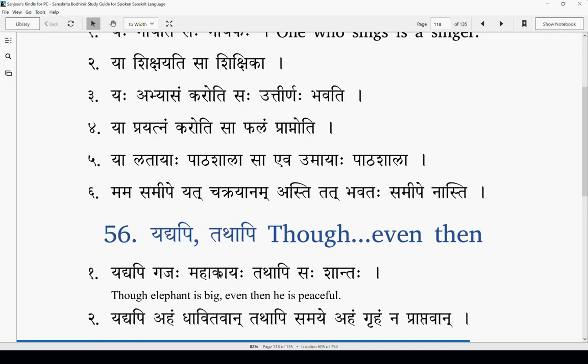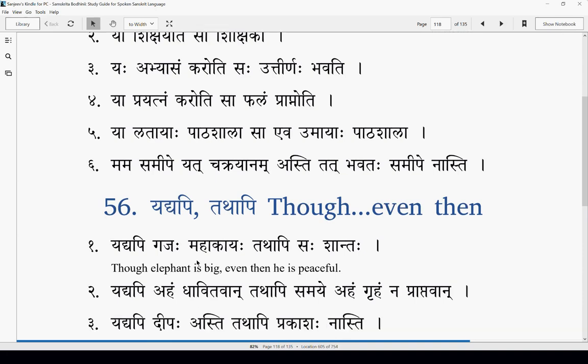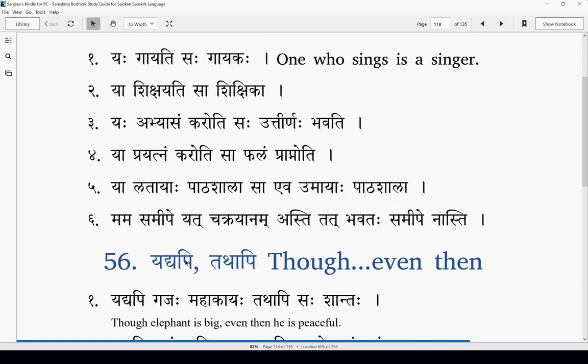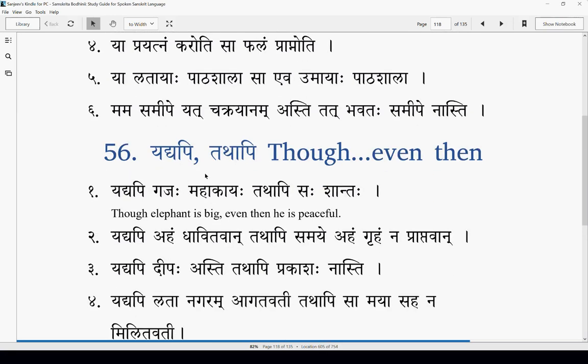Atapa is the heat of the sun. Suryasya atapaha bhavati. Then chandrasya kim bhavati, chandrika bhavati. So atapaha, pulling out, atapatra. So there was a sentence, yadyapi suryasti tathapi prakashaha nasti. That was the sentence, I remember.